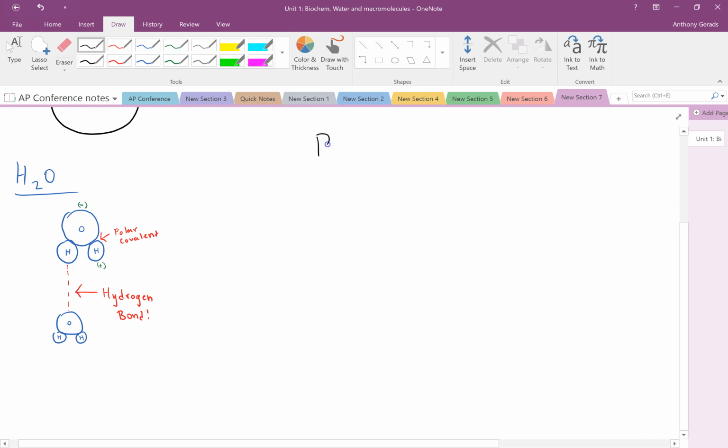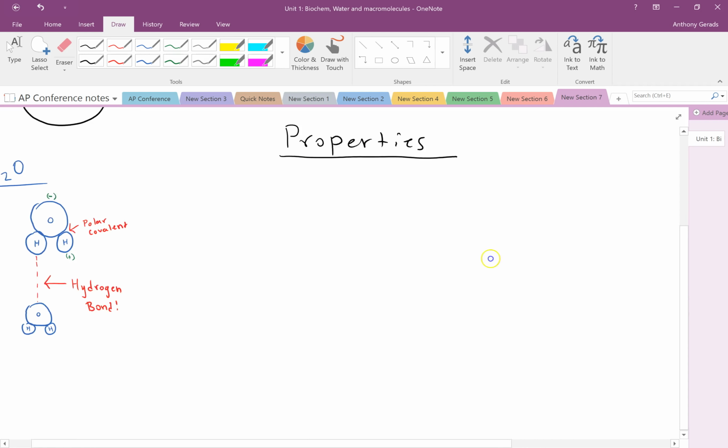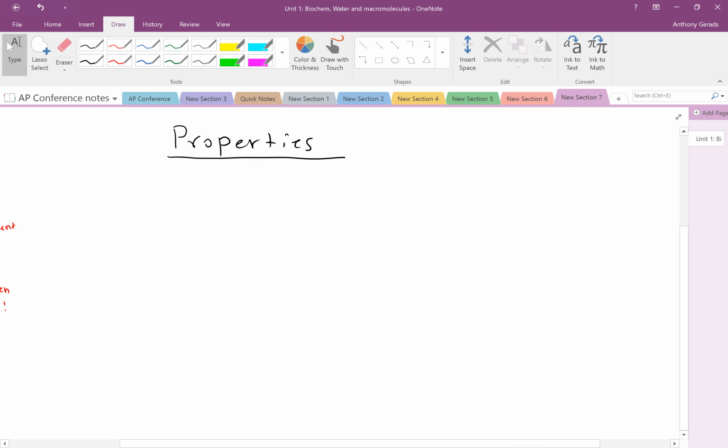Properties. So this is our first, or when you had one of your free responses, we talked about the properties of water. So property number one, one of the biggest ones, is going to be cohesion. Okay. And in cohesion, we've got water to water.